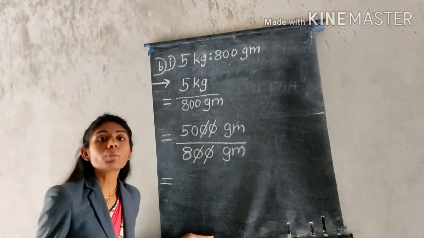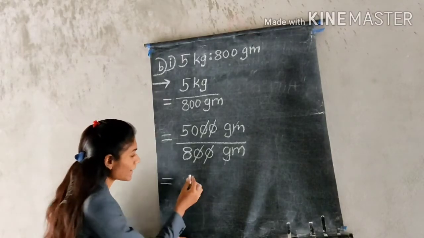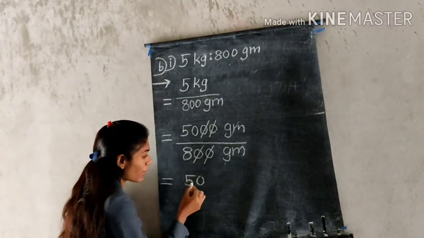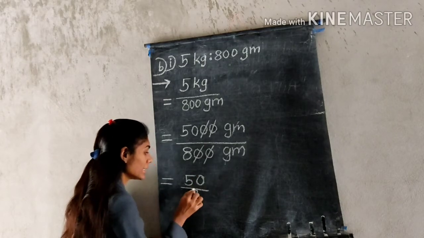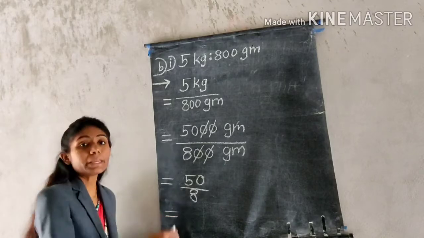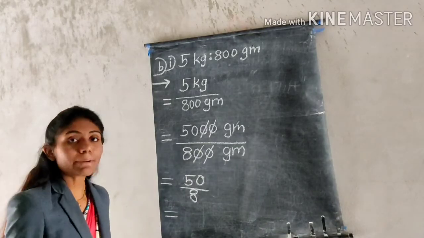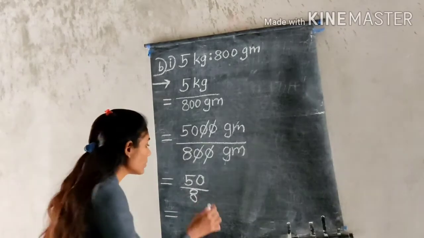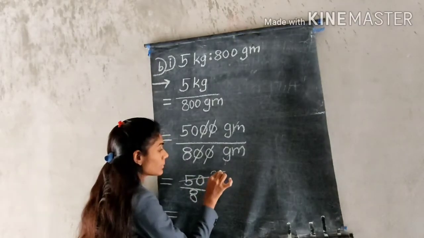This is the way of simplification. So at last 50 upon 8 is remain. So again we can simplify it. 50 upon 8, we will divide them by 2. So here we will get 2 into 25.